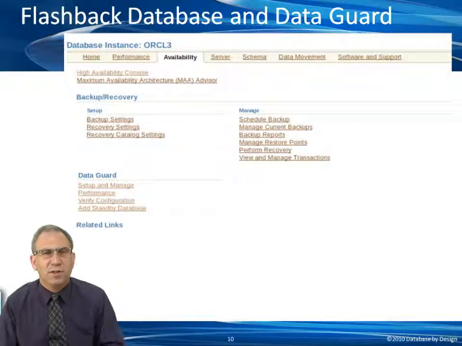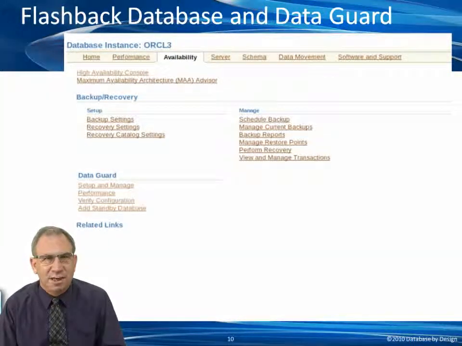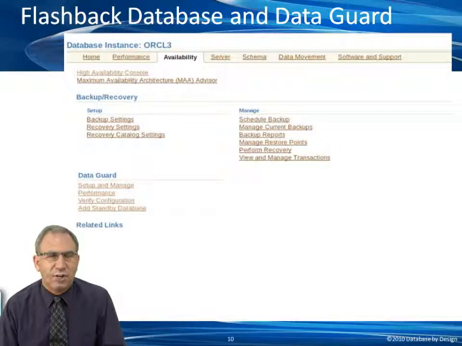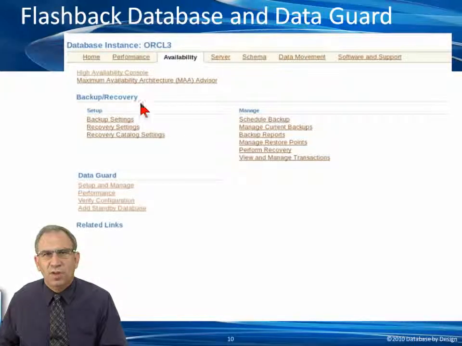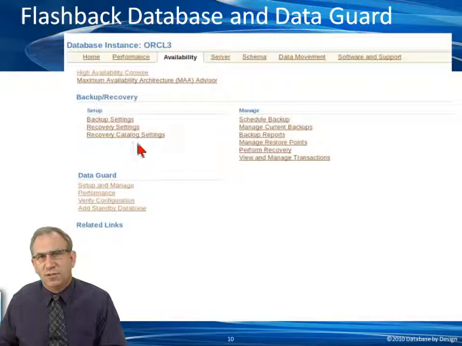So what I'm going to do is come over here to the Availability tab under my grid environment for my ORCL3 database, which is a primary database in my DataGuard configuration setting. Under Backup and Recovery, it is under the Setup tab. We have Backup Settings. Backup Settings is going to set my default backup settings. My Recovery Settings is where I'm going to set up my default recovery settings. And Recovery Catalog Settings is where I'm going to associate this database to a recovery catalog.